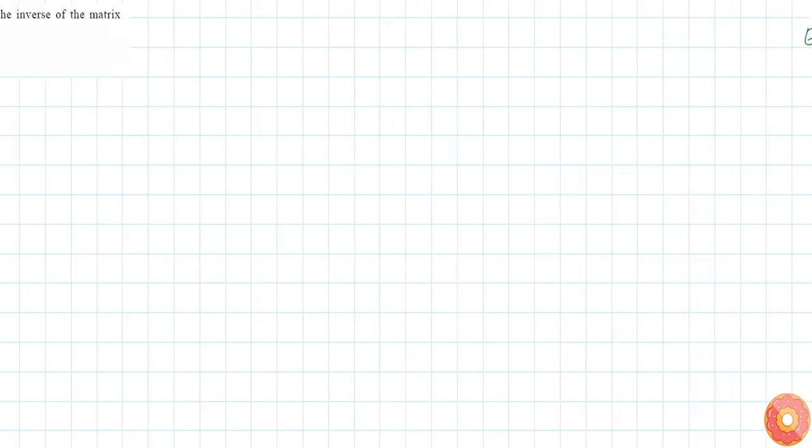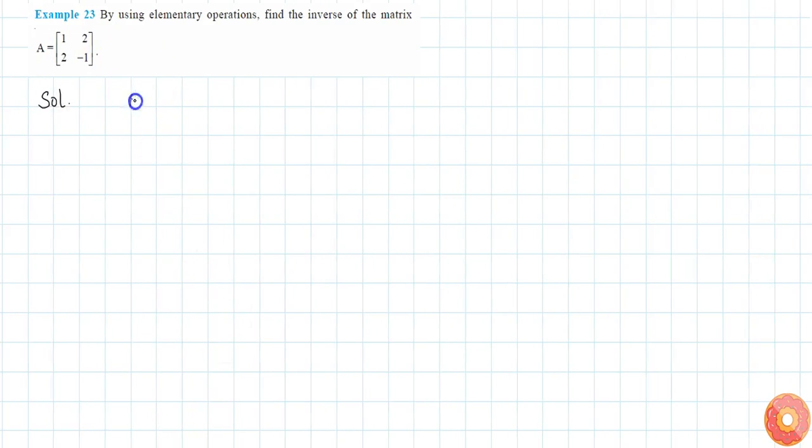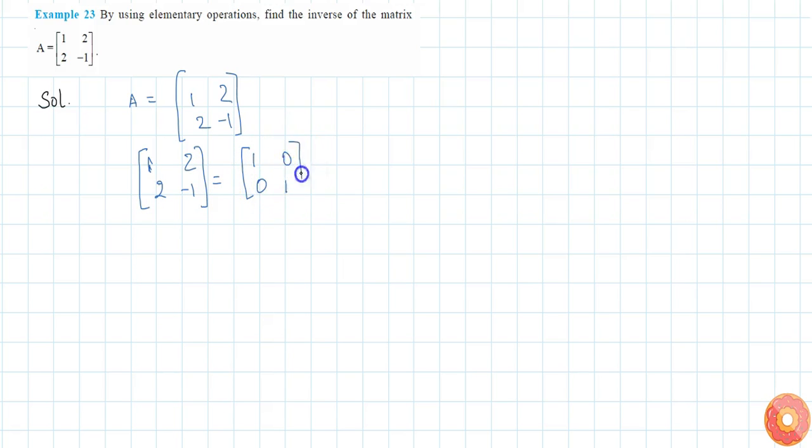Now coming back to our question, the question is A is equal to [1 2; 2 -1]. So I'll write it in the format [1 2; 2 -1] is equal to the identity matrix, which is [1 0; 0 1], times A. So now I have to make this element 0. So I'll use the row operation R2 is replaced by R2 minus 2 times R1.